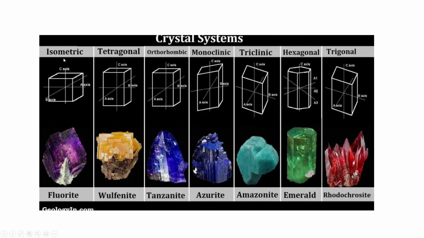First is isometric. It's literally cubic, and its example is fluorite. Tetragonal example is wulfenite. Orthorhombic example is tanzanite. Monoclinic example is azurite. Triclinic example is amazonite. Hexagonal example is emerald, and trigonal example is rhodochrosite. Those are really hard names.